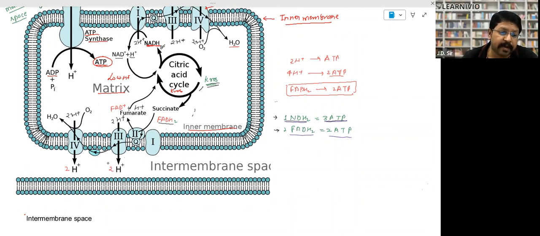4 hydrogen ions. At the leak out of 2 hydrogen ions, 1 ATP is produced. So when these 4 hydrogen ions are leaked out, how many ATP will be produced? That's why 1 FADH2 is equal to 2 ATP. Is it clear?